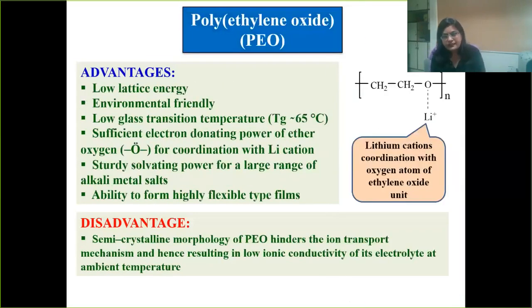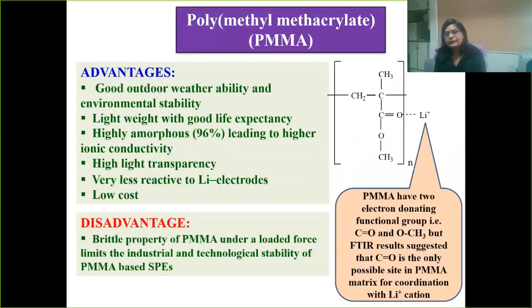Next, sir. So polymethyl methacrylate is a good amorphous polymer, highly amorphous, up to 96%, which leads to higher ionic conductivity. It is also popular in the preparation of electrolytes. It has good outdoor weatherability and environmental stability, is lightweight with good life expectancy, has high light transparency, and is very less reactive to lithium electrodes. The electrolyte should be less reactive with the electrodes so that it can enhance the life of the battery, and it is a low cost polymer. The main disadvantage of this polymer is its brittle property. It is brittle in nature.